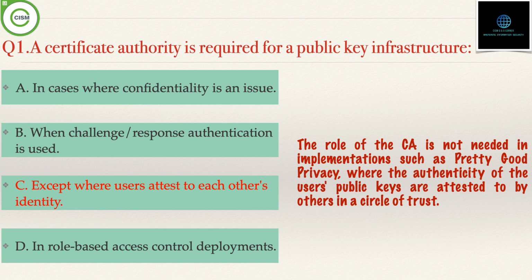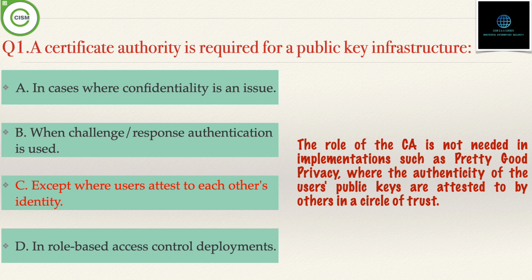Moving to option A, which states in case where confidentiality is an issue. Friends, this option is incorrect because the requirement of confidentiality is not relevant to the certificate authority other than to provide an authenticated user public key, right? That's why this option is incorrect. Moving to option B, which states when challenge/response authentication is used. Friends, this option is also incorrect because challenge/response authentication is not a process used in a public key infrastructure, right?